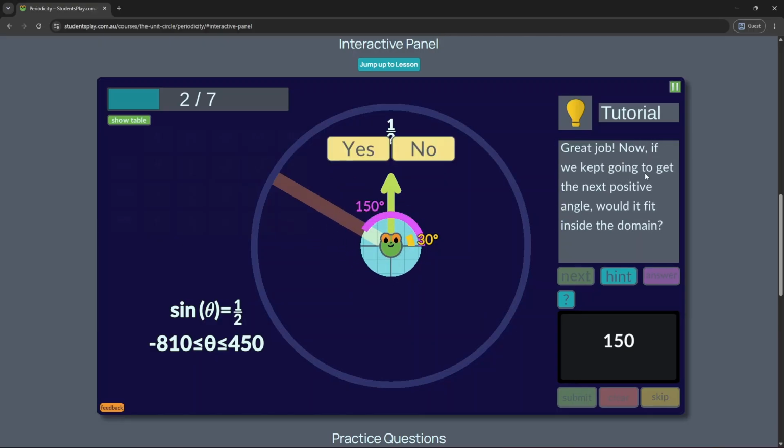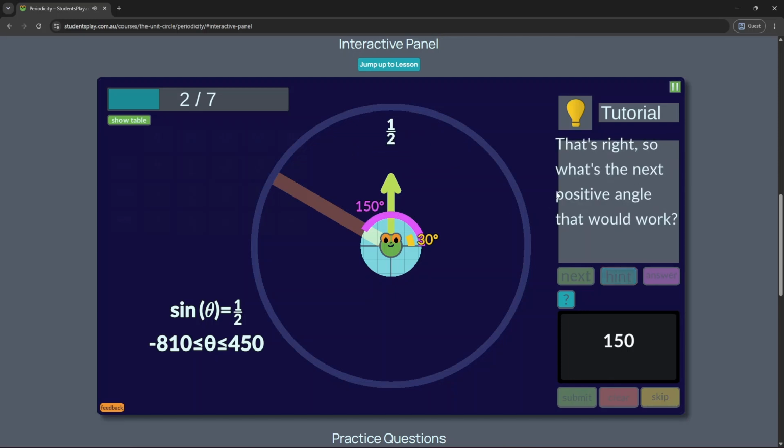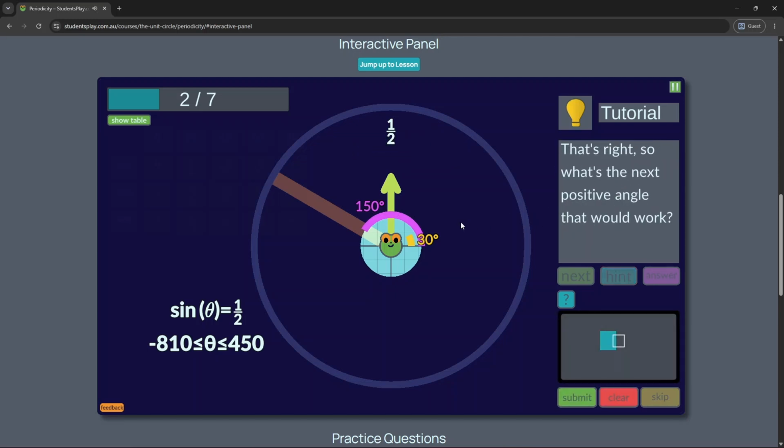Great job. Now, if we kept going to get the next positive angle, would it fit inside the domain? Okay, so 30, we could add 360. Yeah, we get 390, so that fits. That's right, so what's the next positive angle that would work? 390.